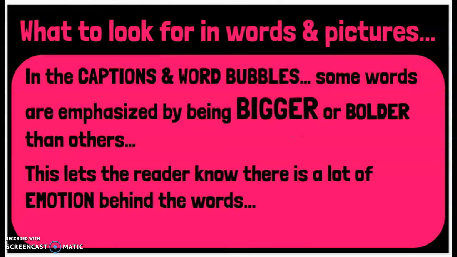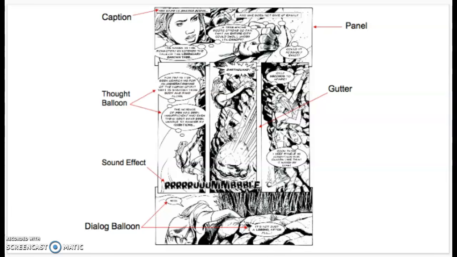So what to look for in words and pictures. In the captions and word bubbles, some words are emphasized by being bigger or bolder than others. This lets the reader know that there is a lot of emotion behind the words. So once again, you have your caption, your panel, your thought balloons, your sound effect, your dialogue balloons, and your gutters, all the different parts of a graphic novel.